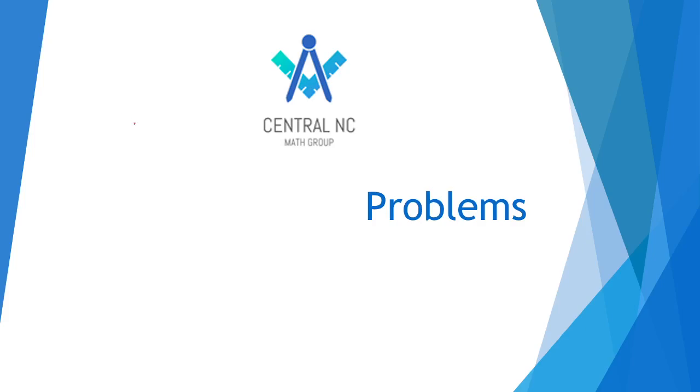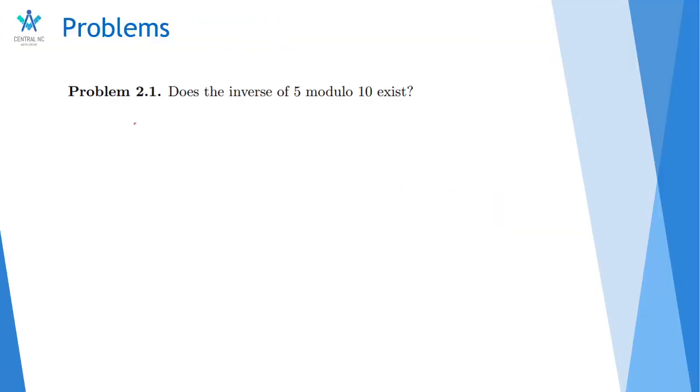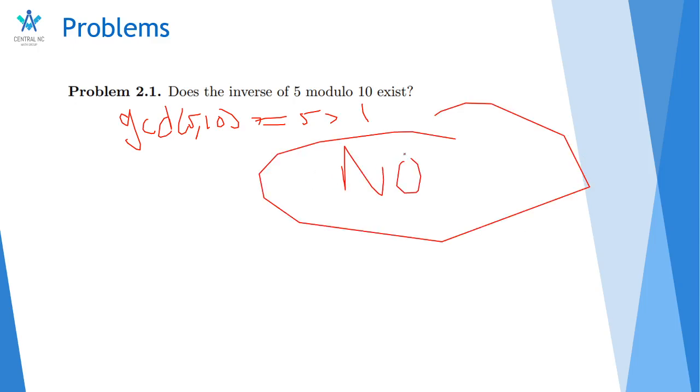And so here are the problems. Okay, so problem 2.1. Does the inverse of 5 modulo 10 exist? So we had this whole discussion on why, if the GCD of 5 and 10, which is equal to 5, is greater than 1, that means they're not relatively prime. And we said that if a and n are not relatively prime, then they don't have an inverse. So the answer to this is no, and we have proved that. All right, let's go on.